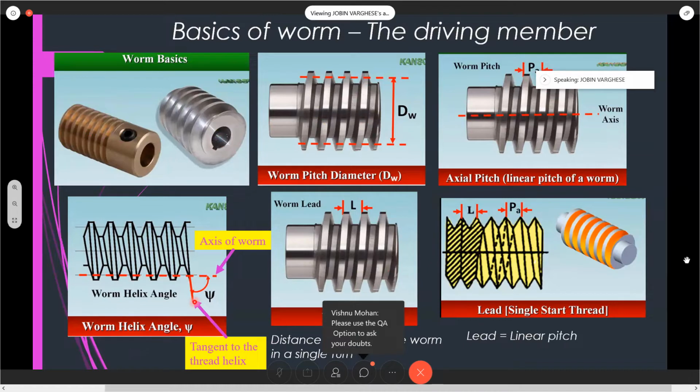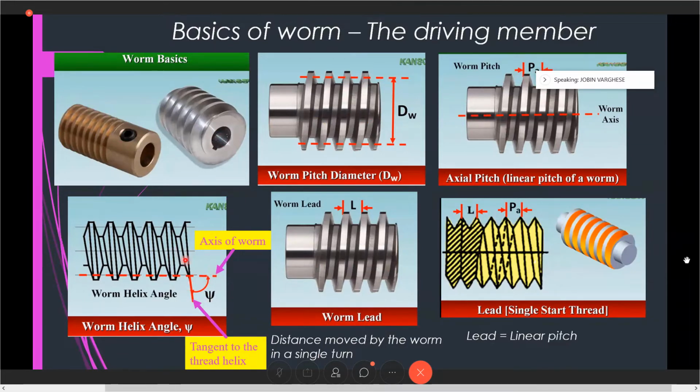Then comes the helix angle. When we draw the helix and extend it, it makes an angle with the pitch circle, or maybe the axis. You can consider it as the axis. So that is the helix angle. Then comes the lead. The lead is how much it moves when we turn one time. This moves like a screw, like a nut and bolt. When we rotate one time, how much it moves linearly is represented by the lead. So don't confuse pitch and lead. The lead is the linear distance it will move, while this is the measurement over the pitch.